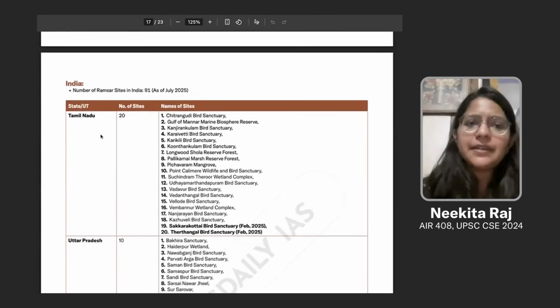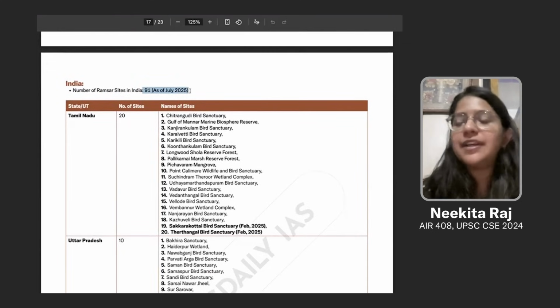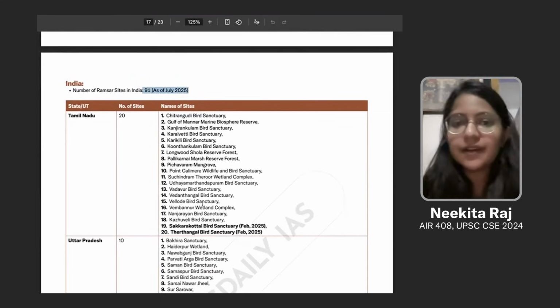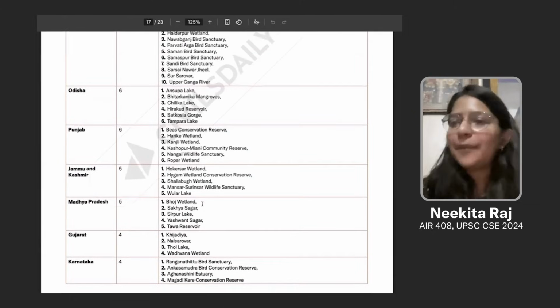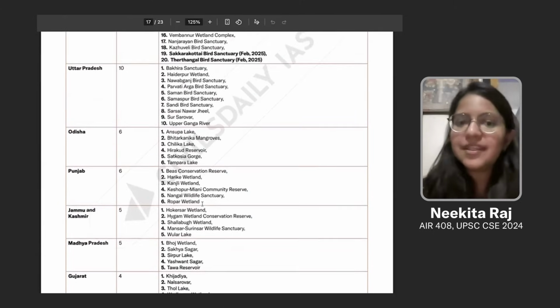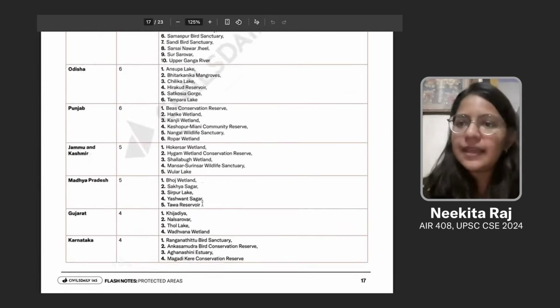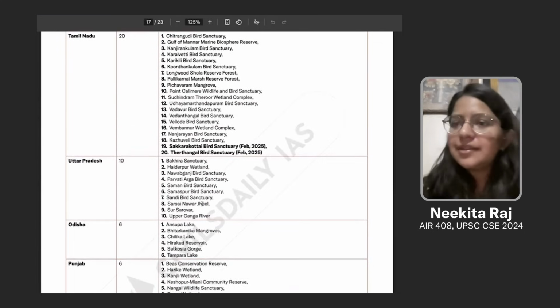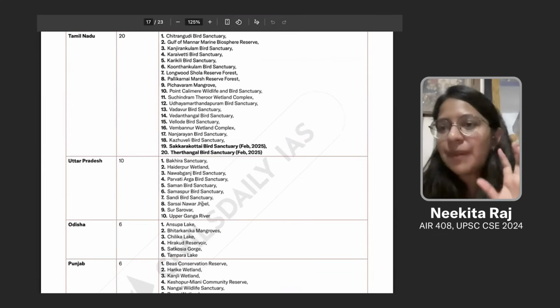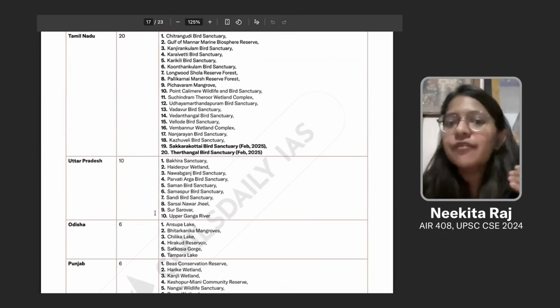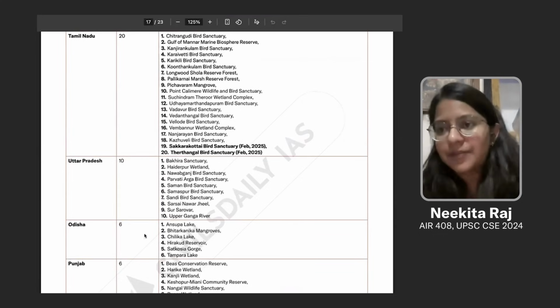Okay, then here Ramsar sites are mentioned. As of July 2025, there are 91 Ramsar sites in our country. I would suggest that you memorize whatever you can, because some are easier to remember. Some of them I can understand might get very difficult, so at least do the task of remembering those wetlands which have been recently added to the Ramsar list.